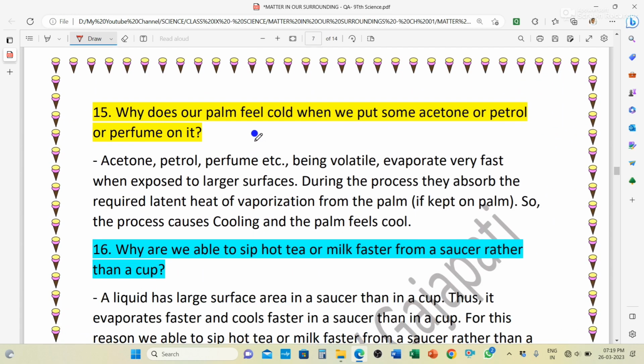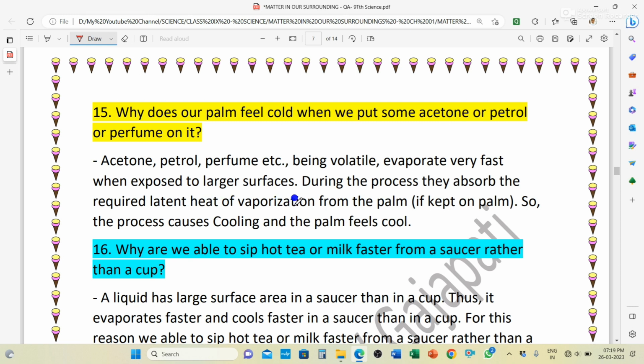Then why does our palm feel cold when we put some acetone or petrol or perfume on it? Acetone, petrol, perfume, etc. are volatile substances, so they evaporate very fast when exposed to larger surfaces. During the process, they absorb the required latent heat of vaporization from the palm. If you keep them on the palm, they will absorb the latent heat of vaporization from the palm.